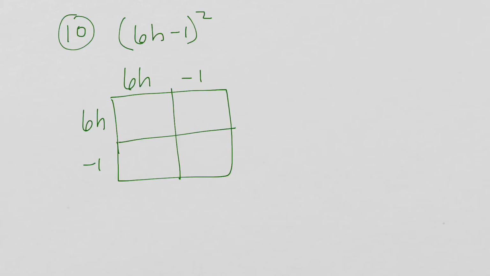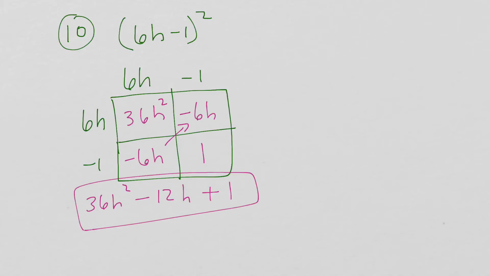All right, we're going to do another one, square it. We'll do box first. So 6h times 6h is 36h squared. 6h times negative 1 is negative 6h. Negative 1 times 6h is negative 6h. And negative 1 times 1 is 1. Combine our like terms with our arrow. H squared minus 12h plus 1 would be our product.